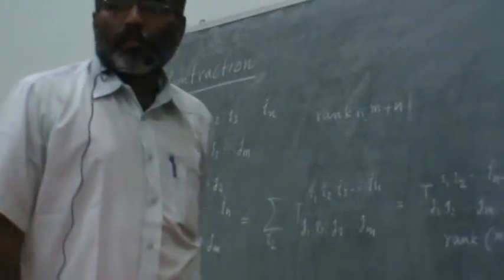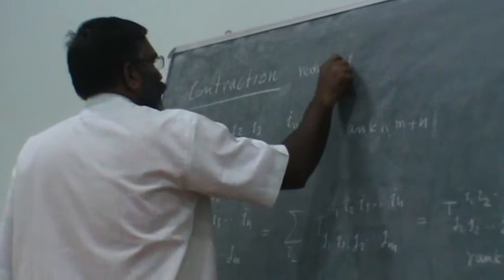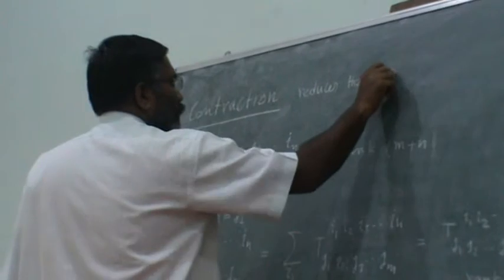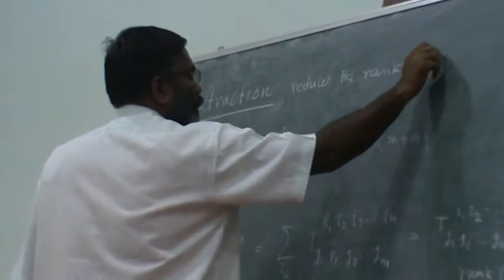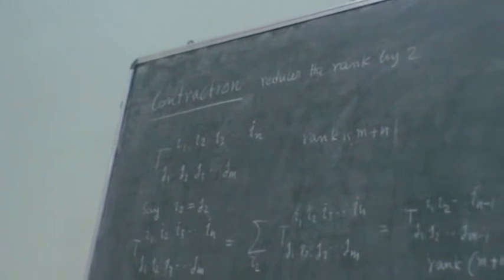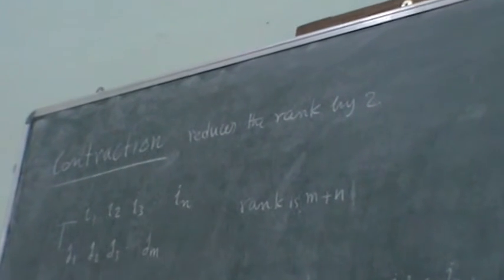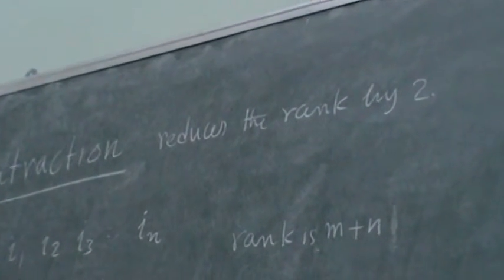If you have a rank M tensor, when you contract the rank M tensor, then you will get a rank M minus 2 tensor. The rank upon contraction reduces the rank. So this is one operation by which you can decrease the rank of the tensor. This is called contraction.